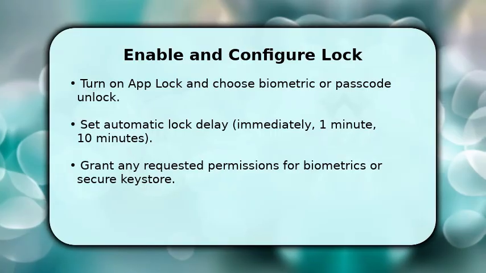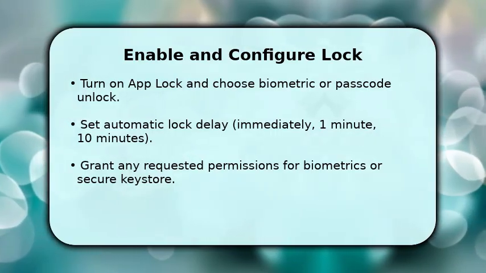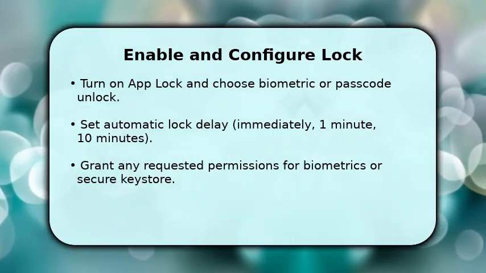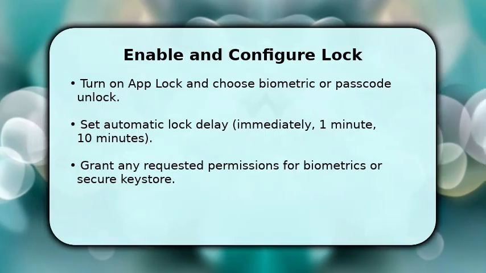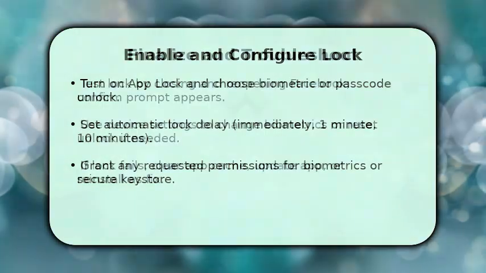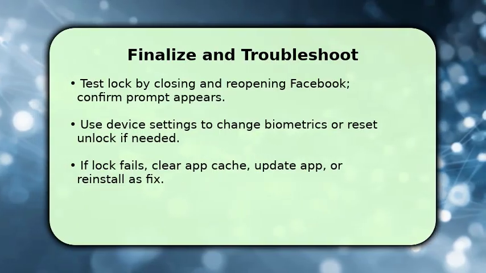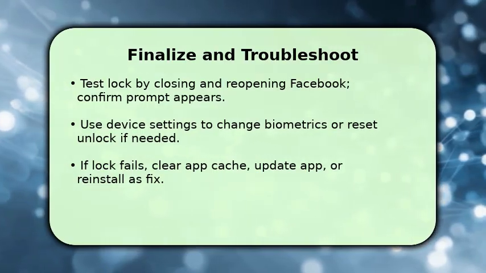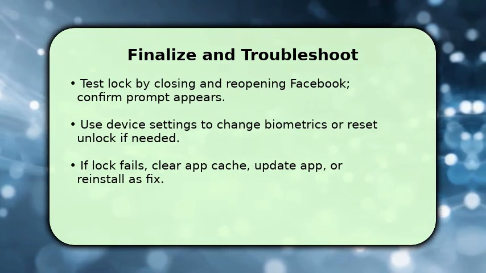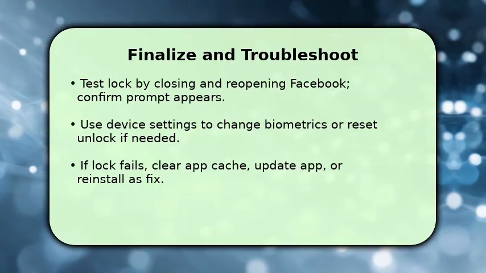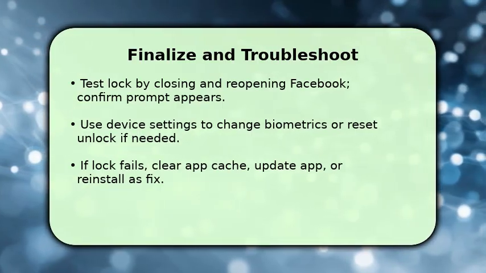After enabling, test by exiting the app and reopening it. You should see the biometric or passcode prompt. If you have multiple accounts, confirm which account's lock you configured. Finish by testing the lock. Close Facebook, reopen, and confirm the biometric or passcode prompt appears. If everything locks as expected, adjust auto lock timing and settings to balance security and convenience.